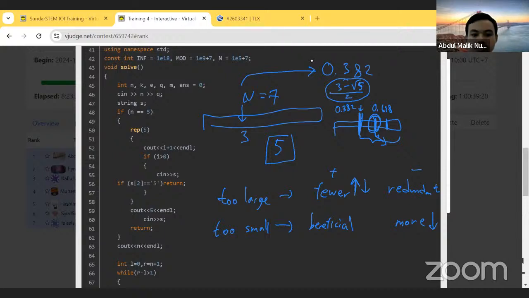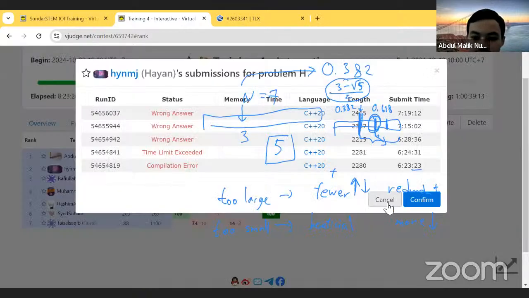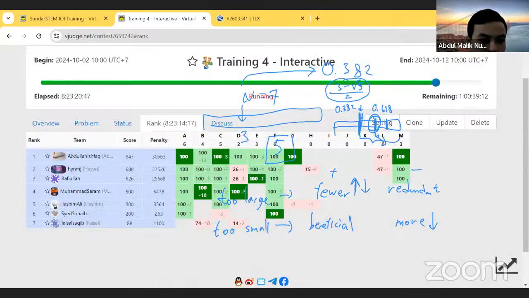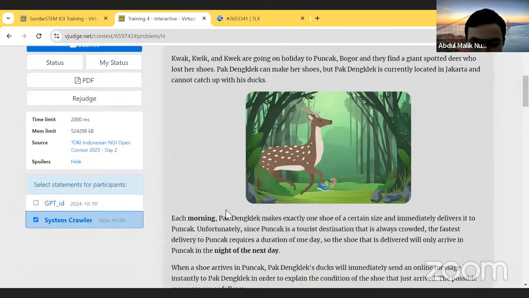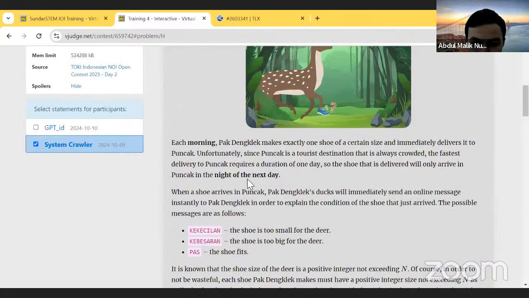In the future, if we face a different problem, let's say like this. Let's say we change the problem. This is not the next day, but the next 2 days. So the delay is not 1 day, but 2 days. Then how can we find the constant?